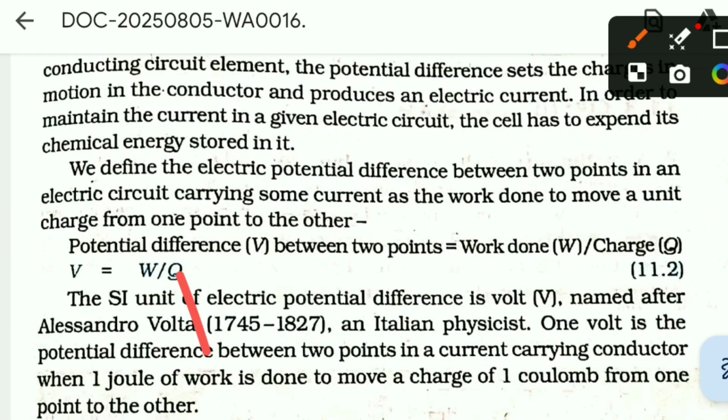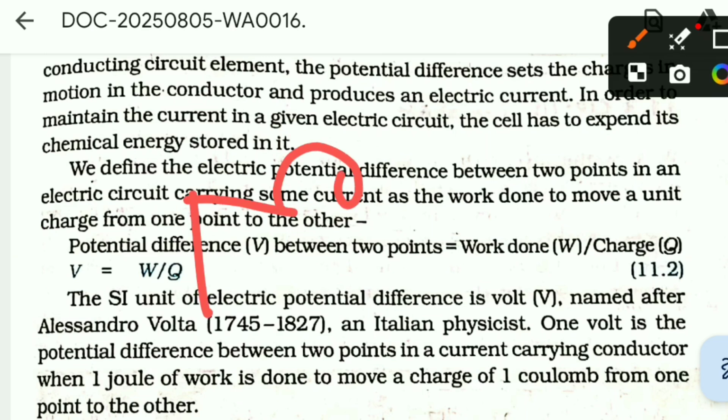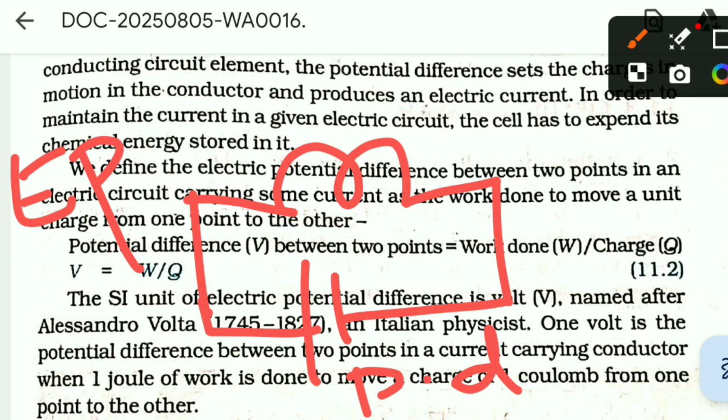Can you tell me what is happening in this battery? What is happening in a battery? The battery is creating a potential difference. What is potential difference? Potential difference is a kind of electric pressure between the two terminals of a battery. Can you tell me the definition of potential difference? One more thing, listen.